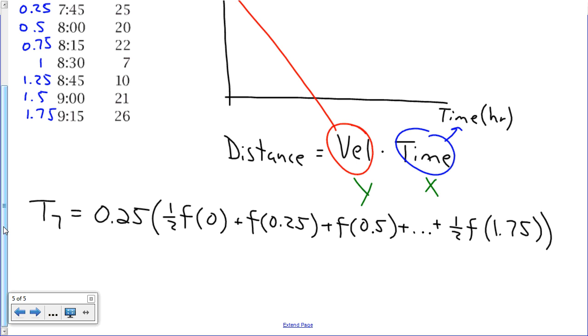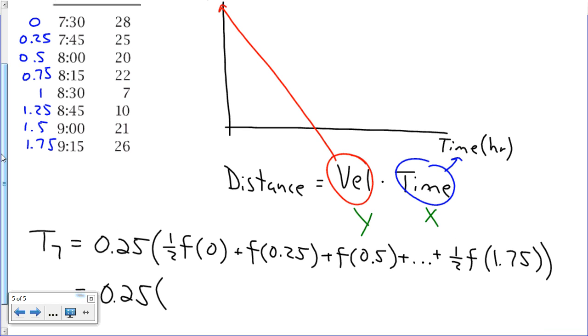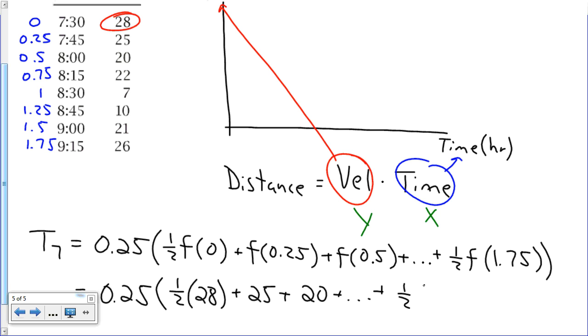I think it's a little bit more convenient to do it this way, though, since, again, they have given you the y values. They're sitting right here in front of you in the table. I know what f of 0 is. f of 0 is right here. It's 28. So instead of writing f of 0, just write down what that value is. 1/2 of 28 plus f of 0.25, which is the 25 that's in the table. f of 0.5 is 20, and so forth, all the way up to 1/2 of the very last value, 1/2 of 26.